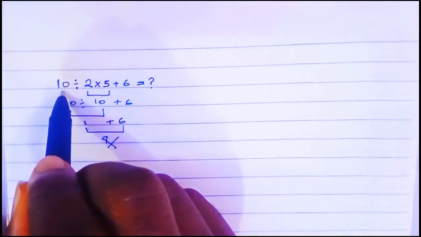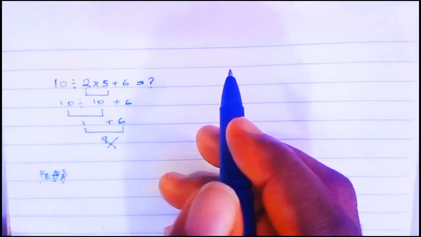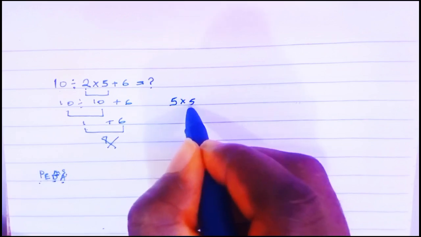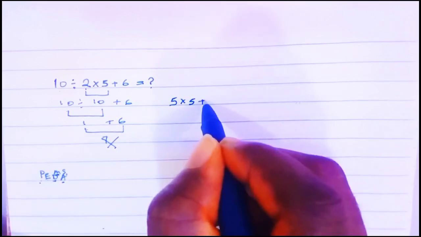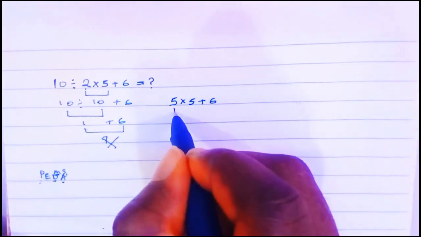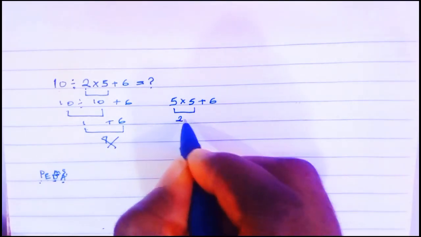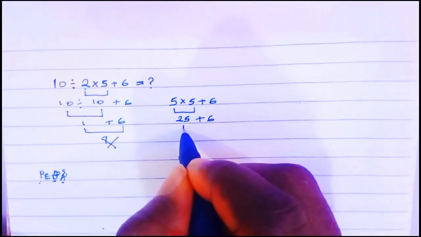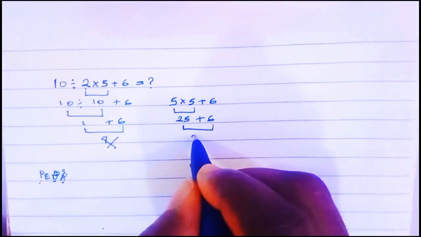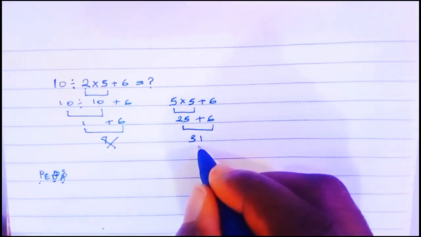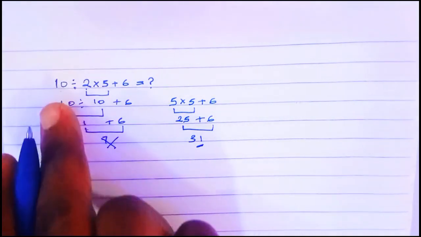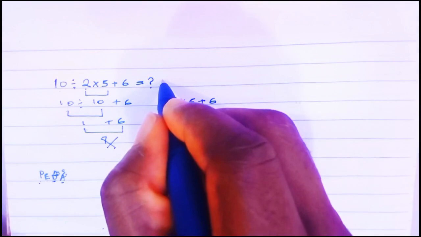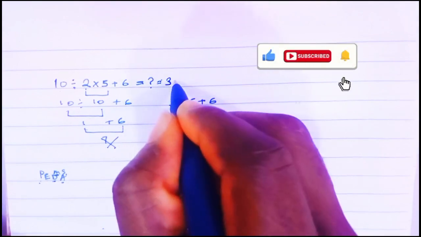So solving it, 10 divided by 2, we are going to have 5 times 5 plus 6. 5 times 5, 25 plus 6. 25 plus 6, 31. So we have 31 here. So the answer to this expression, the right answer, is 31.